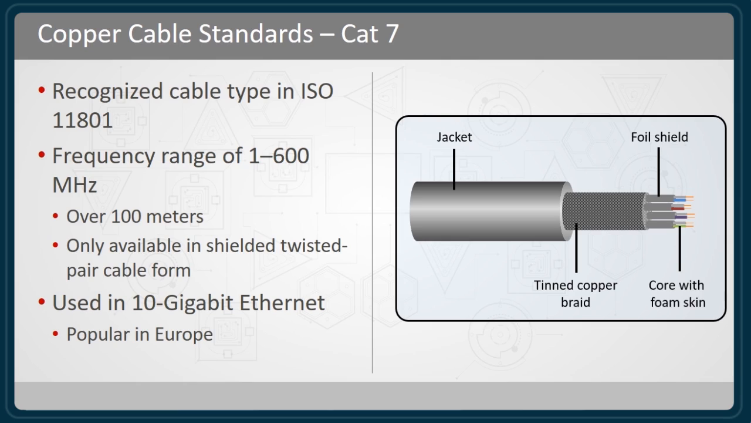Then we see Cat 7, now a recognized cable type in ISO 11801. That's the International Standards Organization. It again increases the frequency range of 1 to 600 megahertz and can carry reliably 10 gigabit speeds over 100 meters. And it is only available in shielded twisted pair cable form. Typically, you'll find this implemented as a standard in Europe, but certainly is becoming more common. But of course, as one of the newest specifications, it is more expensive.